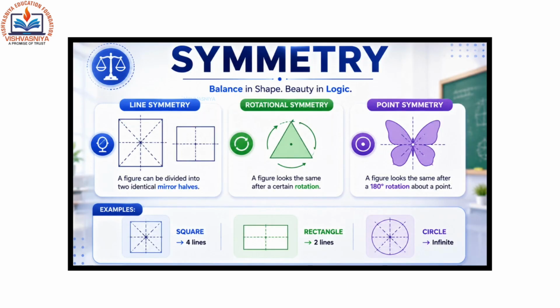Symmetry means a figure can be divided into equal matching parts. In line symmetry, one half becomes the mirror image of the other half. For example, a square has 4 lines of symmetry, while a rectangle has 2. Rotational symmetry means the figure looks the same after rotation. For example, a regular hexagon has rotational symmetry of order 6. Point symmetry occurs when a figure looks the same after 180-degree rotation.